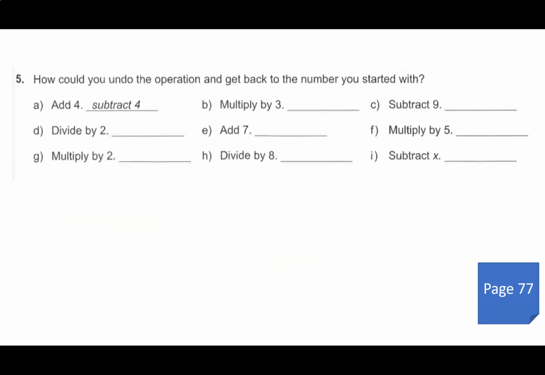All right, on page 77, let's go ahead with this question number 5. How could you undo the operation and get back to the number you started with? So what is it essentially asking? How can we undo the operation? That's another way of saying, what is the inverse of that operation? So 5a is done for us.